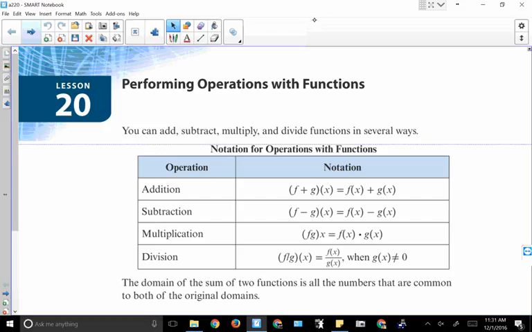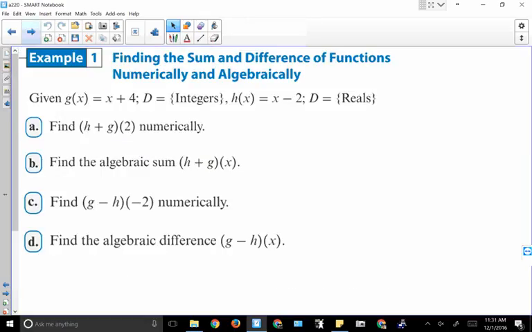So here we go. I want to go and figure out what these are going to be. Now it says find (h plus g)(2). All this means is that we are going to put 2 into the functions when we add them together. So what is the g of x? Well, that's x plus 4. What is h of x? x minus 2. So when we work this out, what I would recommend doing, they want h plus g.